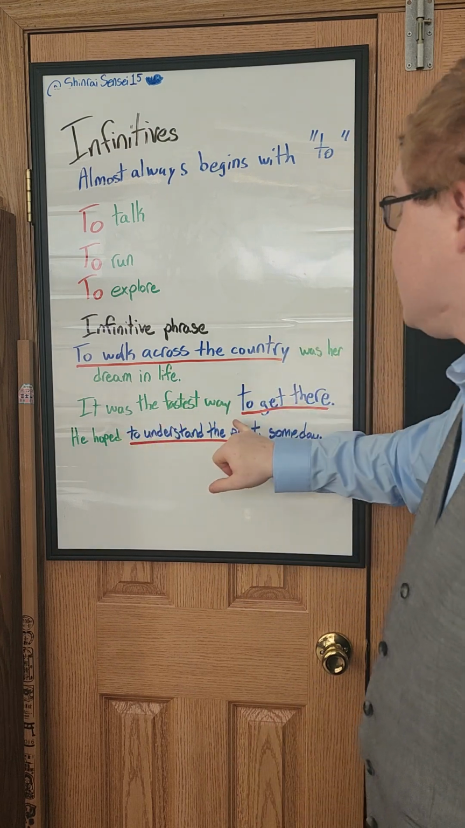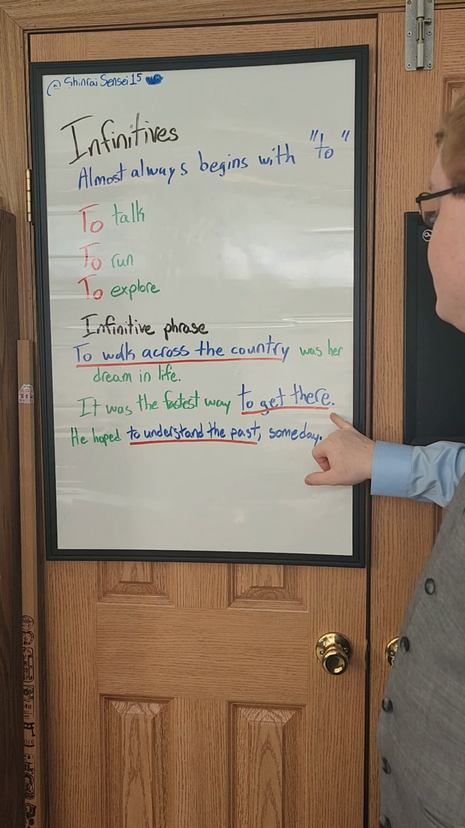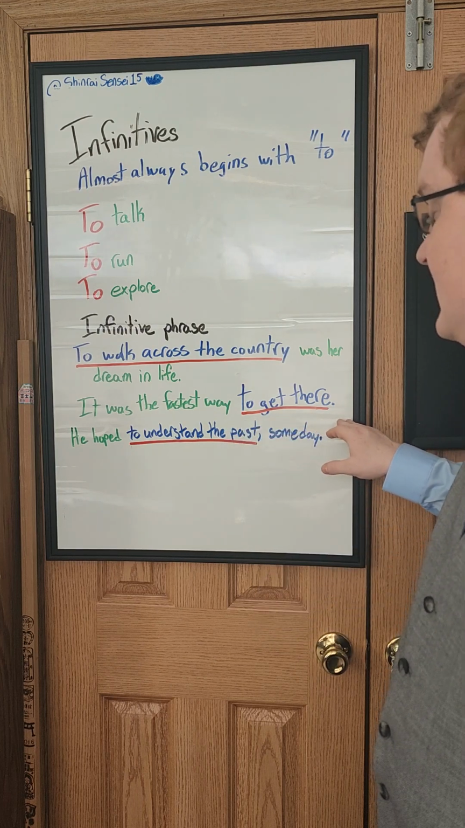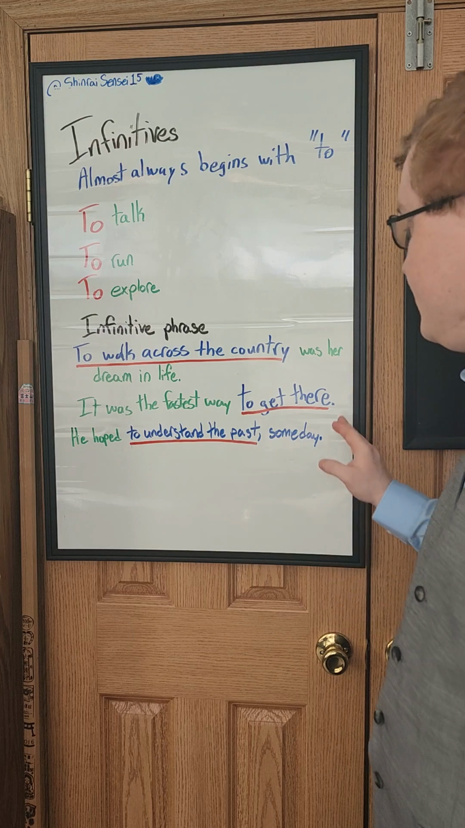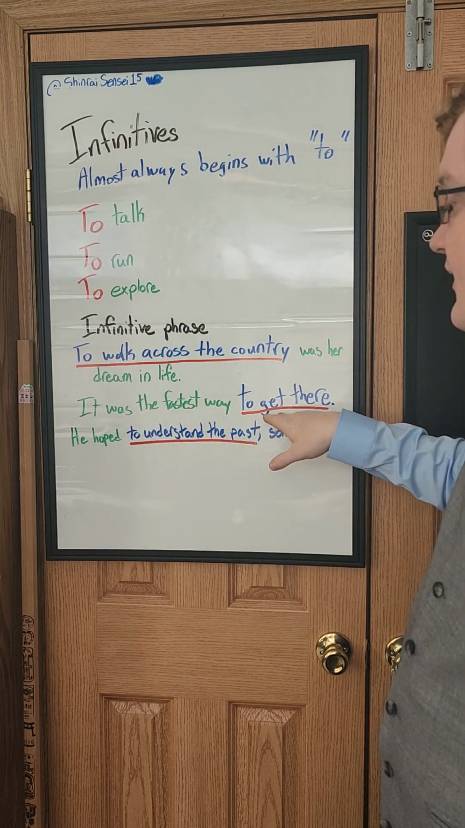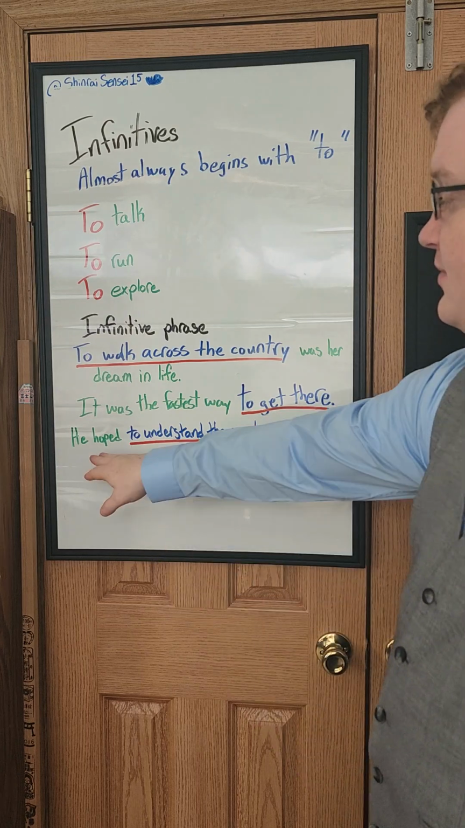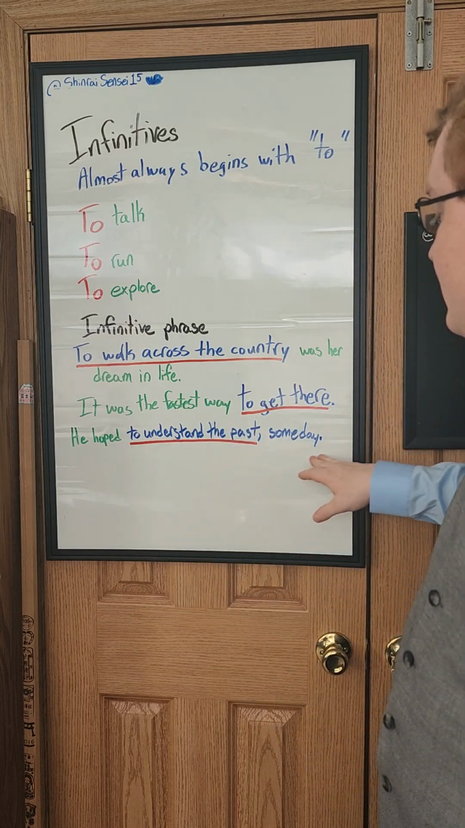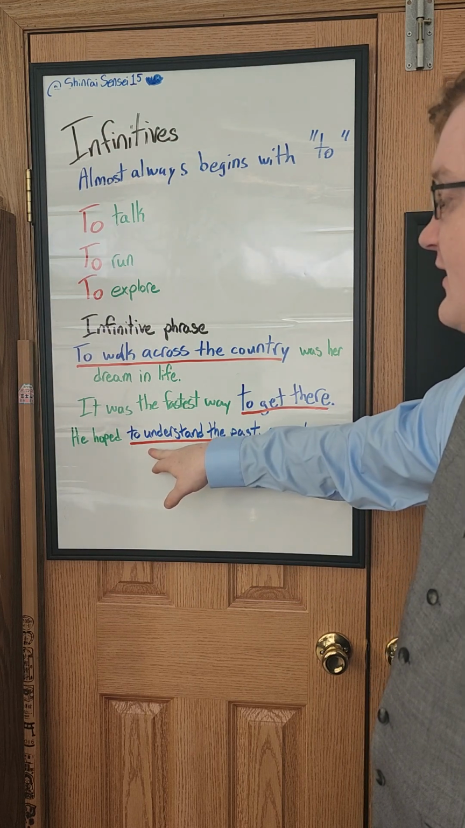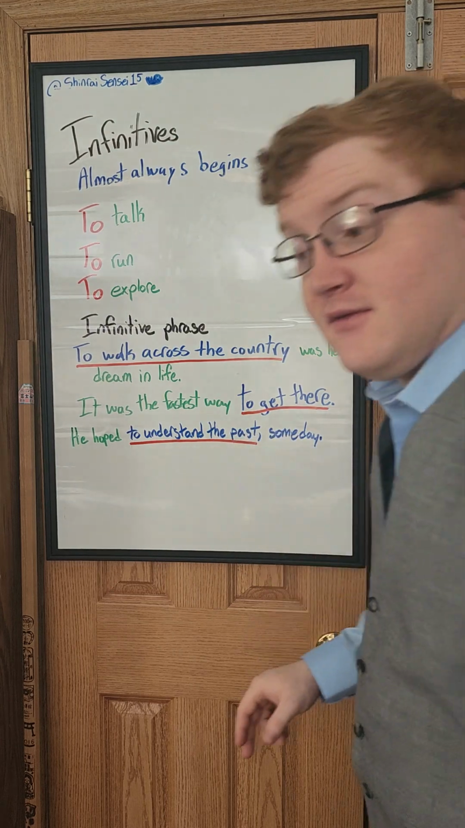"It was the fastest way to get there." So "to get there" is the infinitive phrase in this sentence, and it is being acted upon because it comes after the "was." "He hoped to understand the past someday." "Hoped" is acting upon "to understand the past."